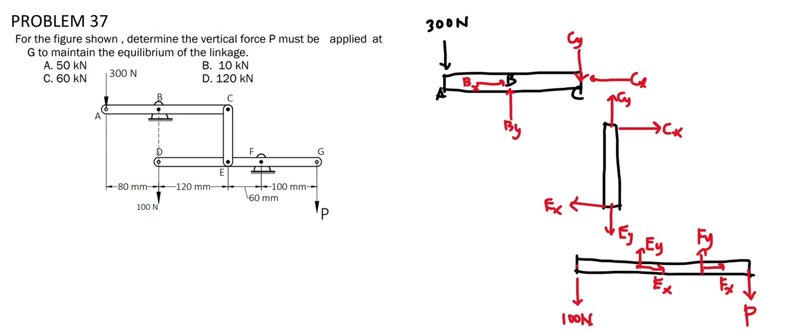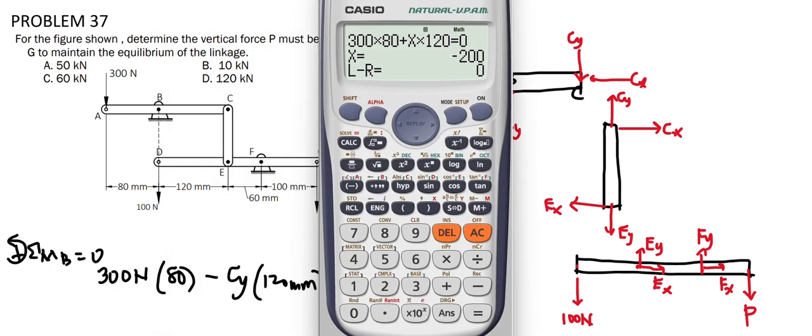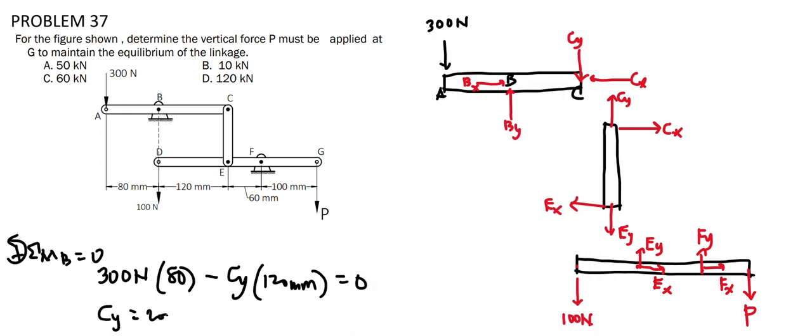Now to solve this problem, we consider first the free body diagram of ABC. So with the summation of moment at point B equal to 0, to solve for Cy, taking counterclockwise to be positive, we have our first equation. We have the 300 Newton force inducing a counterclockwise moment, so it's positive, times the moment distance of 80 millimeters from the support, and then minus Cy, that will induce a clockwise moment, Cy times 120 millimeters, all equal to 0. We can solve for Cy: 300 times 80 minus Cy times 120 equals 0. Keep solving, you get Cy equal to 200 newtons.